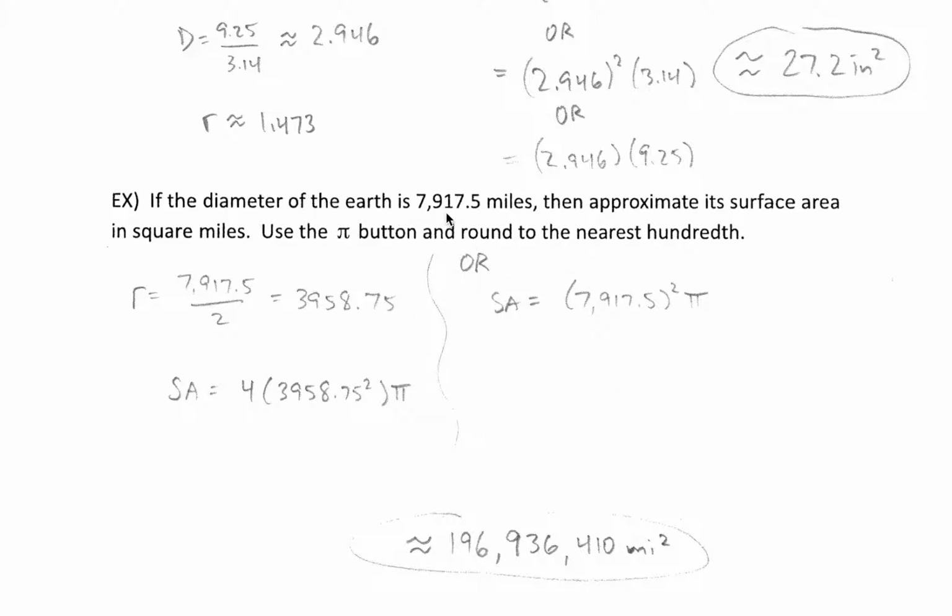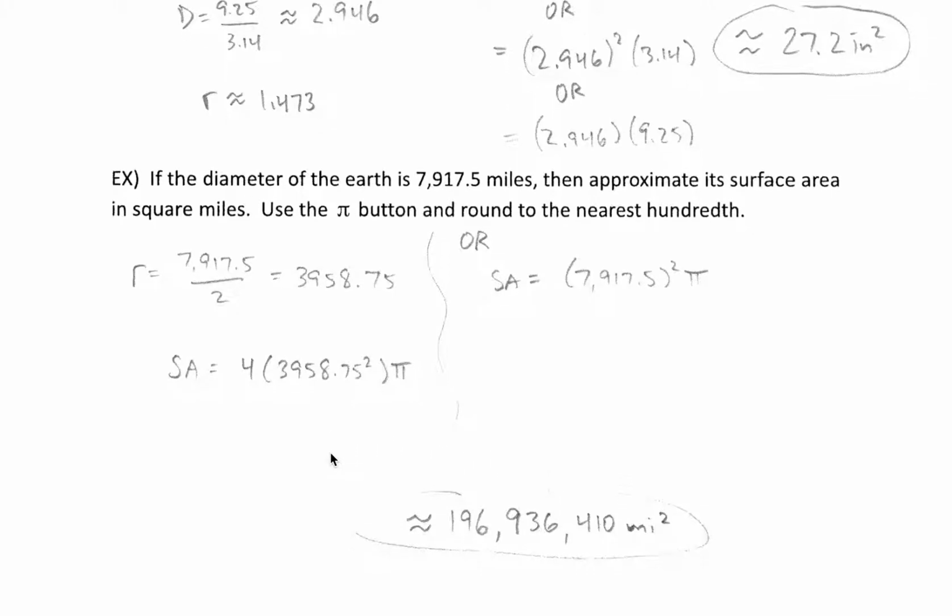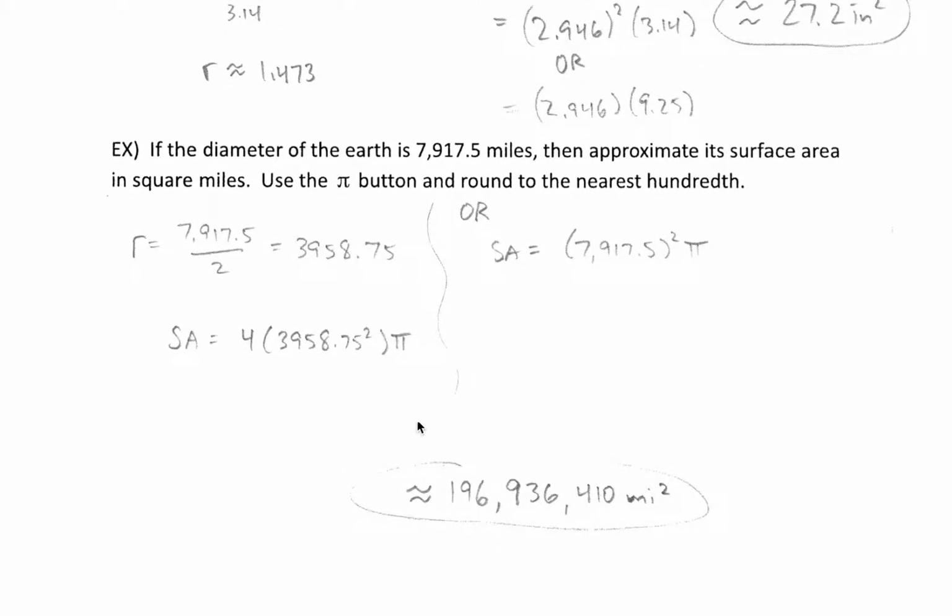If the diameter of the Earth is given to us, then we can approximate its surface area. Again, we've got one of those three options. We can take the diameter squared, multiply by pi, and we get our surface area. We could take the diameter, cut it in half, and then use that original formula, square the radius and multiply by 4 pi, and we should get the same thing. So the surface area of the Earth is approximately 196,936,410 square miles.